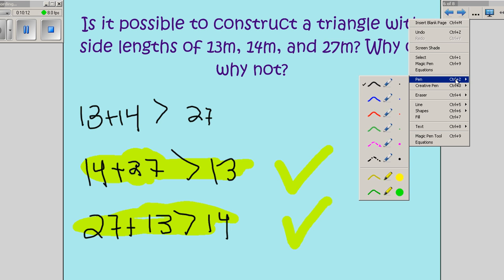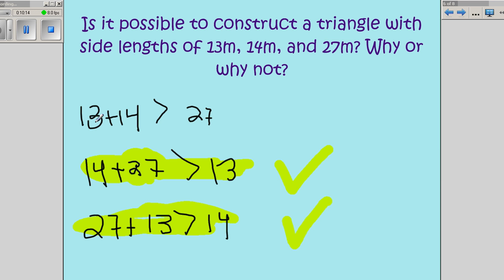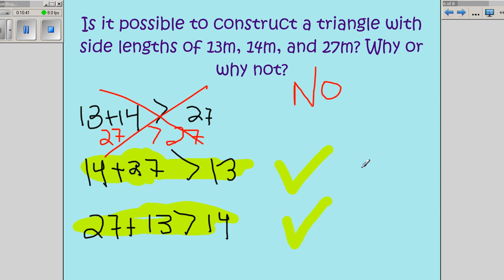Now, when we take a look at the first one, if we take 13 and add it to 14, my sum is 27. And this question is stating, is 27 greater than 27? Is this inequality true? Well, it's not true, because 27 is equal to 27 and not greater than. So our answer to this, are we able to construct a triangle with side lengths of 13, 14, and 27? We would say no. It does not satisfy the triangle inequality theorem.